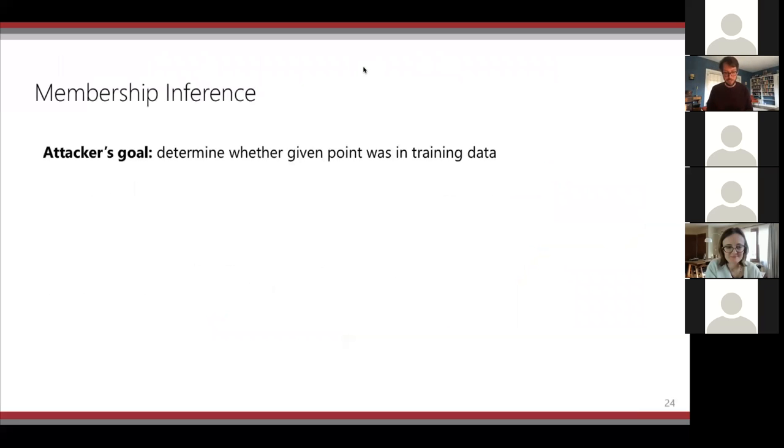Okay. So the next problem that we'll look at is related to privacy and machine learning, and it's known as membership inference. So here we're talking about an adversarial scenario where an attacker wants to determine whether a given point that they have access to was in the training data for a model.